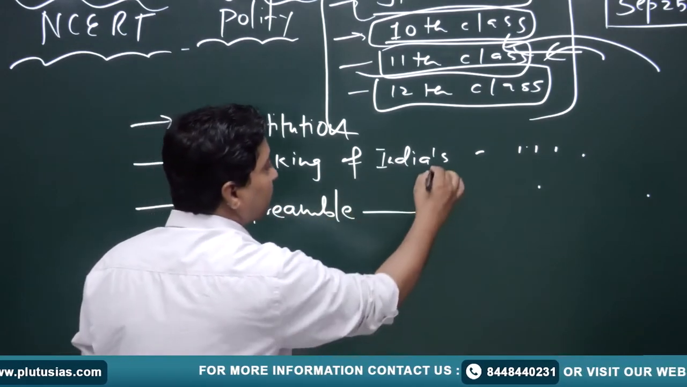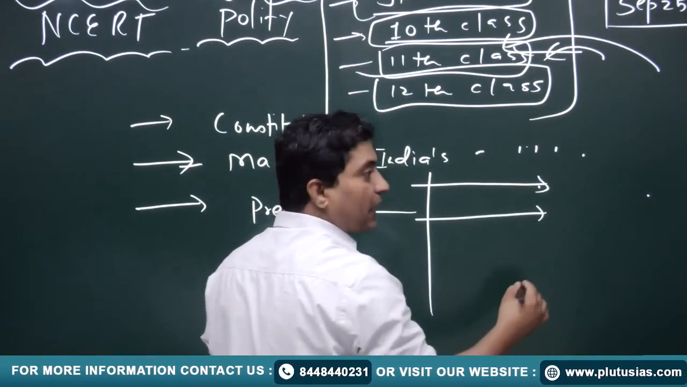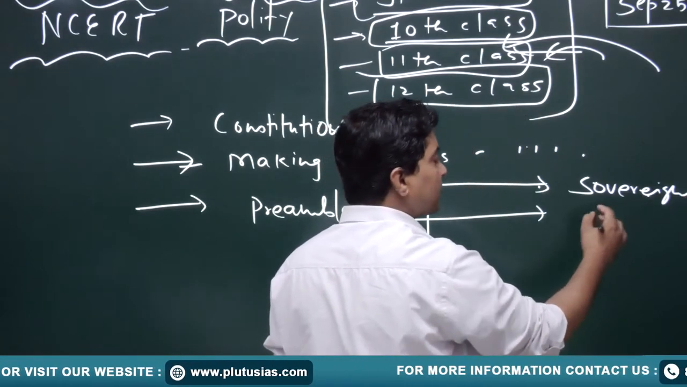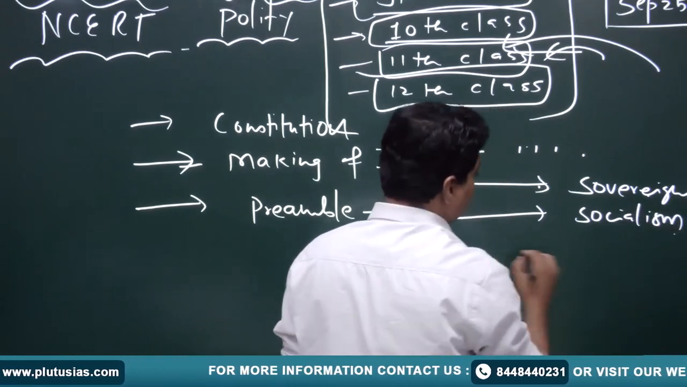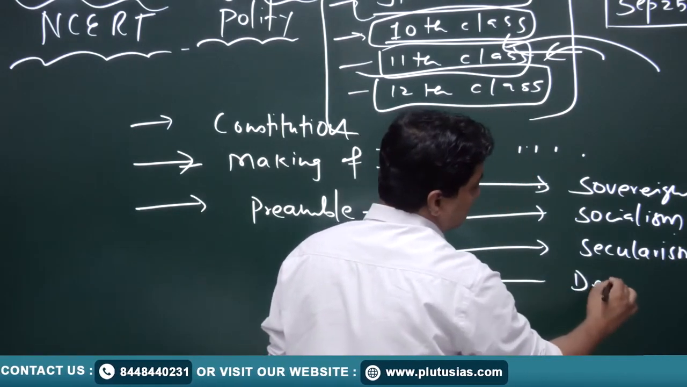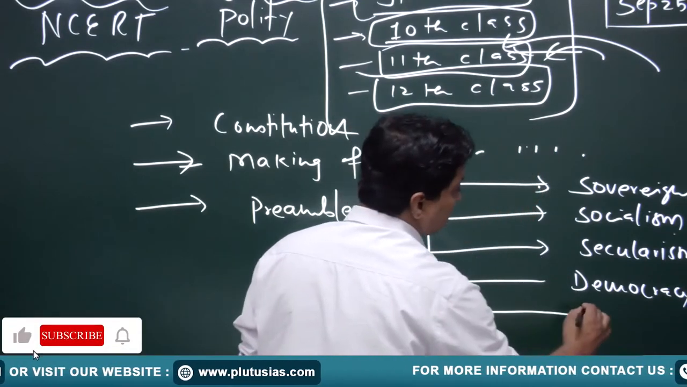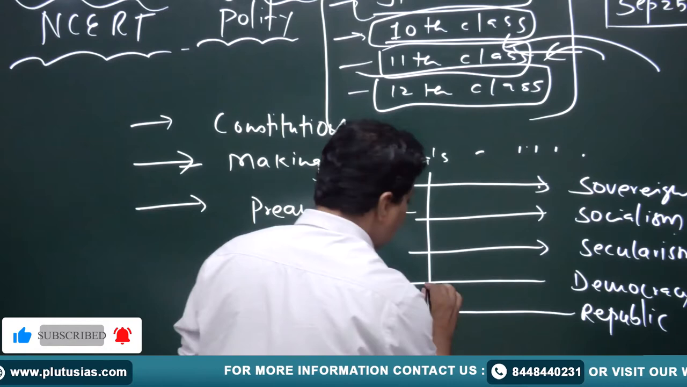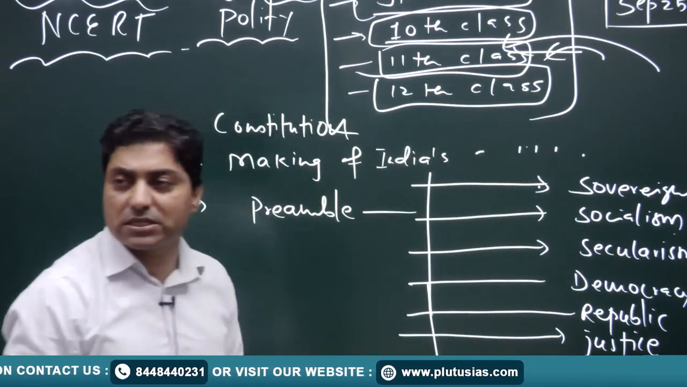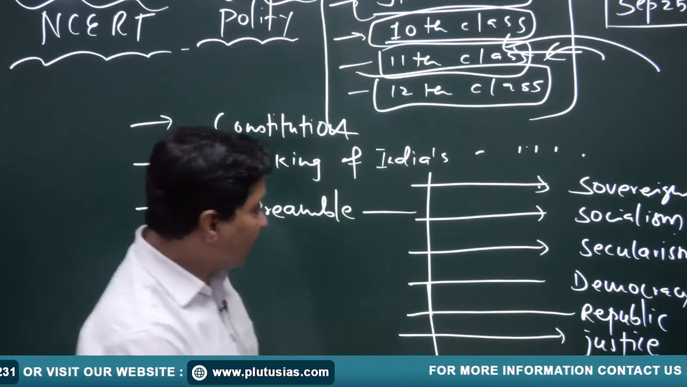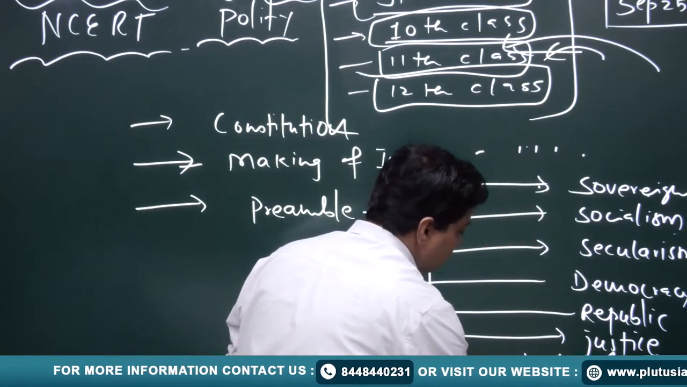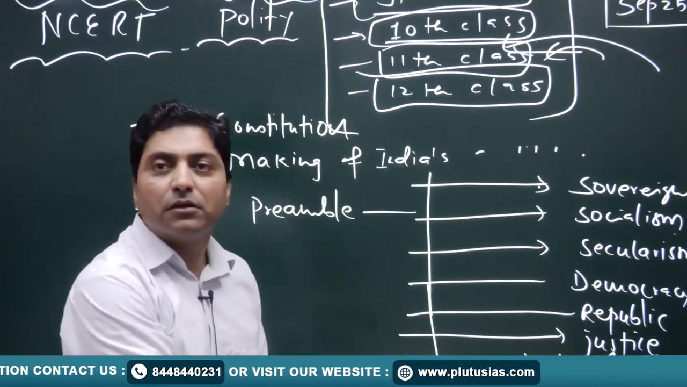When I discuss the preamble, I'll discuss lots of concepts. Like I'll talk about the concept of sovereignty, then socialism, then secularism, then democracy, republic. Then I'll talk about justice and its dimensions: social justice, economic justice, and political justice. And then I'll talk about liberty, then equality, then fraternity, then integrity.